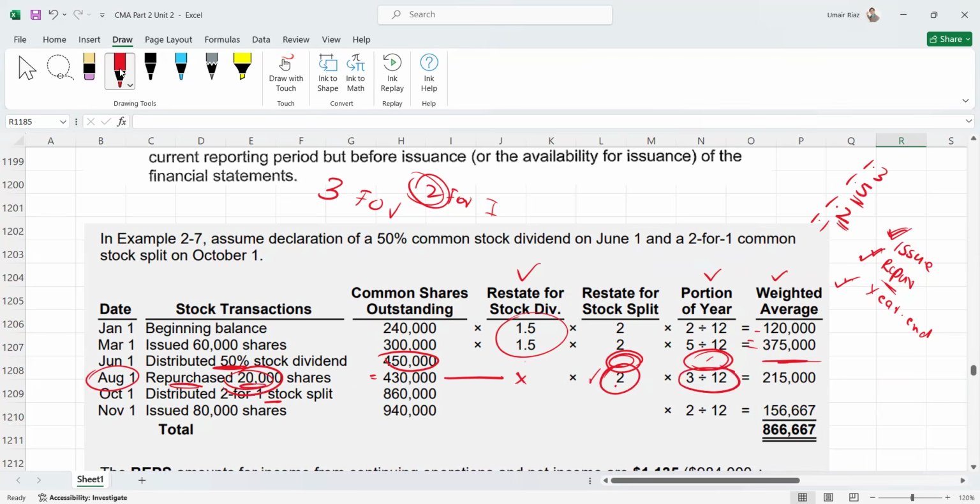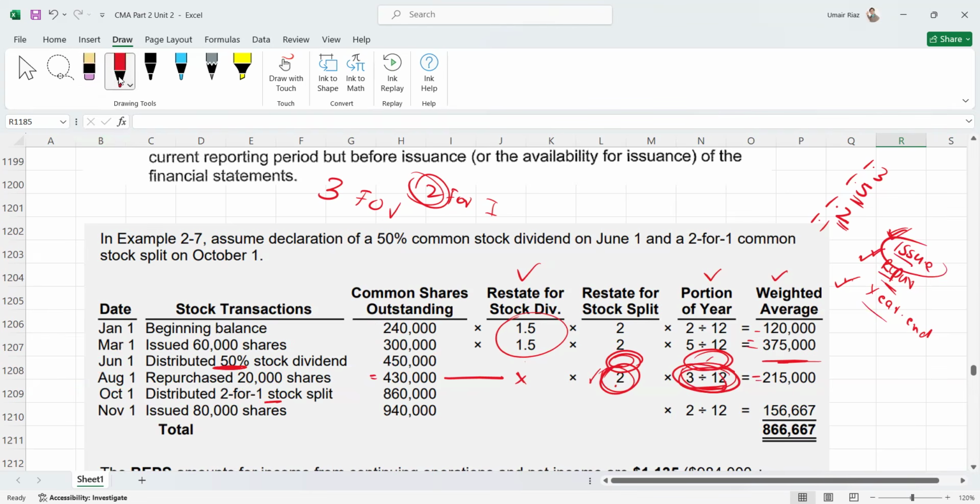And then how did you get this 3/12 portion of year? Again, from this transaction till next issue, repurchase, or year end. Okay, from this, if I check the next transaction, it's a stock split. Ignore this date. Move to the next date. Next is issue date. Yes, issue is there. So now from August 1 till November 1. How many months are these? 3 months. So August, October, and November. Oh, sorry. August, September, and October. 3 months. So these 3/12. Now what? 430,000 multiplied by 2 multiplied by 3/12. So weighted average shares are 215,000. Then we have a next transaction.